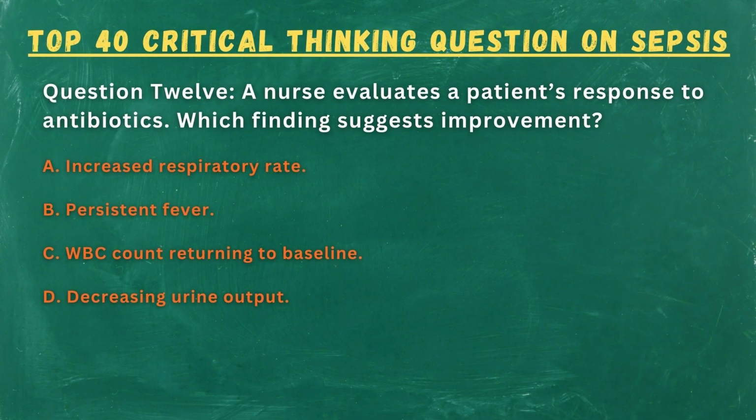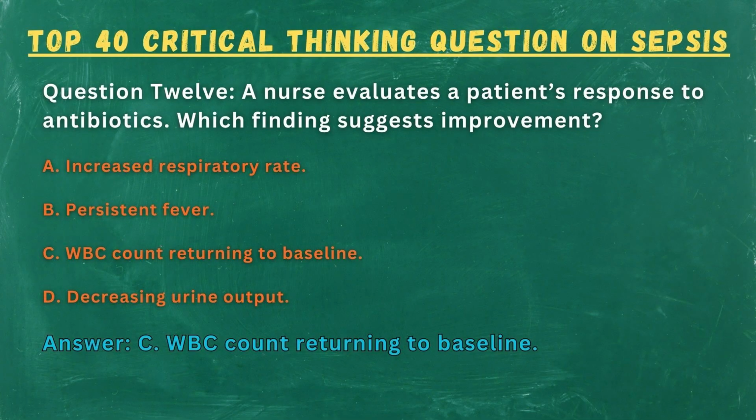Question 12. A nurse evaluates a patient's response to antibiotics. Which finding suggests improvement? A. Increased respiratory rate. B. Persistent fever. C. WBC count returning to baseline. D. Decreasing urine output. Answer: C. WBC count returning to baseline.